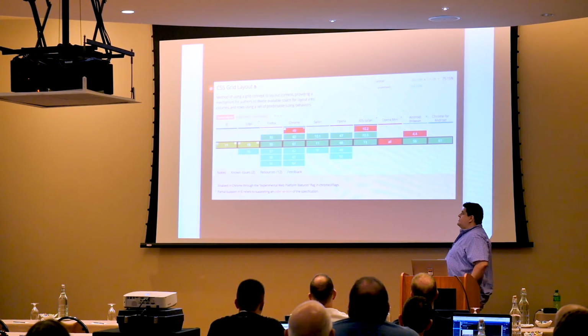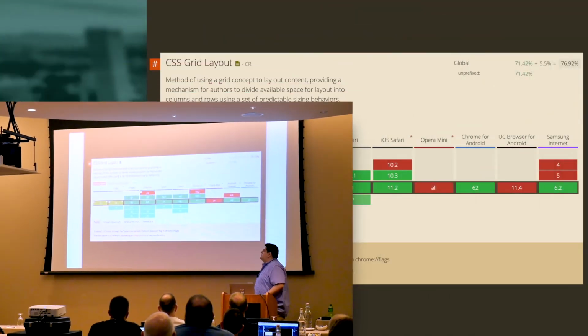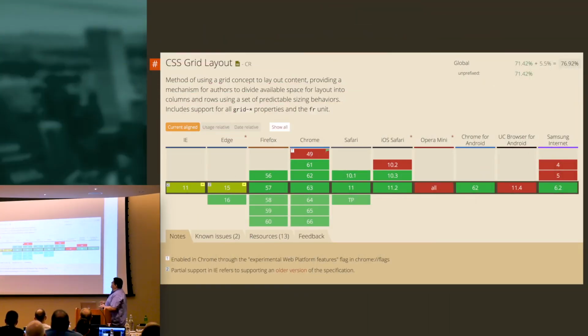So here's the support. Firefox, Chrome, Safari, Opera, iOS Safari, Android browser, and Chrome for Android all support CSS Grid with flying colors. Opera Mini does not support CSS Grid. But who uses Opera Mini? I'm kidding. I don't mean to offend anybody.